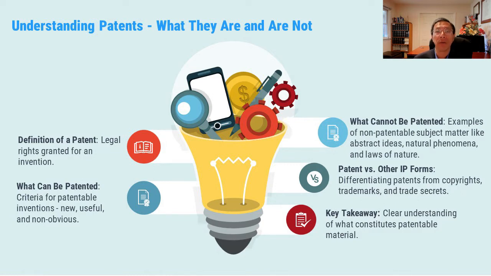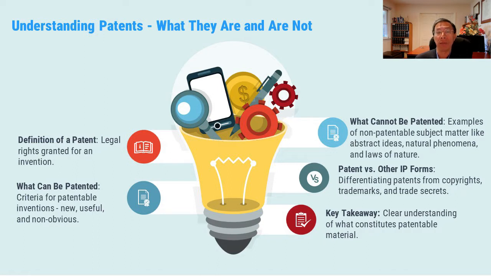Patents can cover various inventions, from products and processes to designs and plant varieties, fostering a balance between private interest and the public good. So, what can be patented? The criteria include that the invention has to be new, useful, and non-obvious.